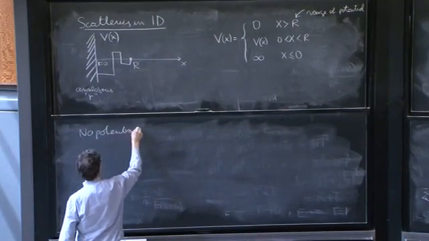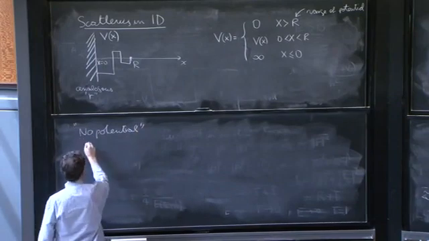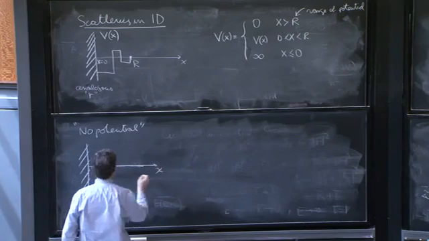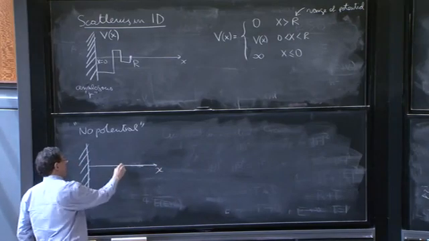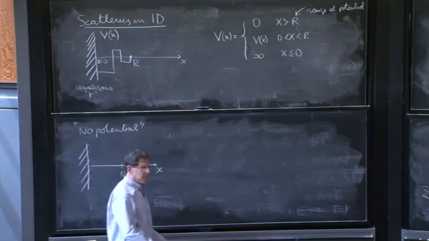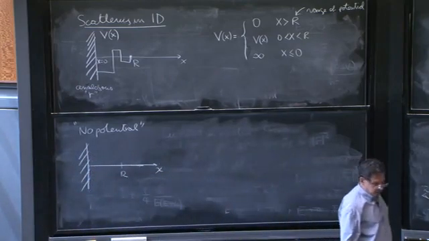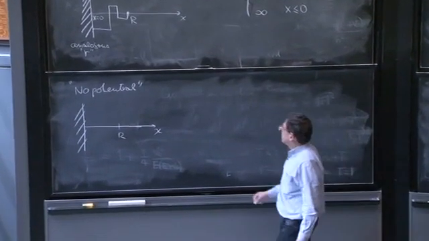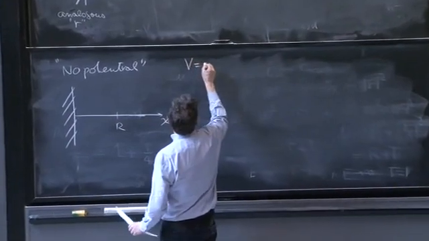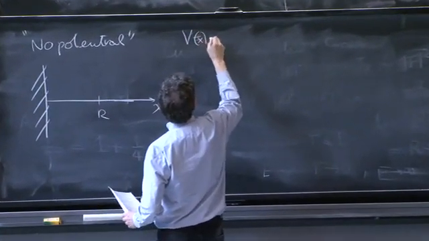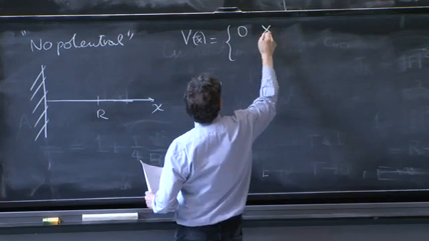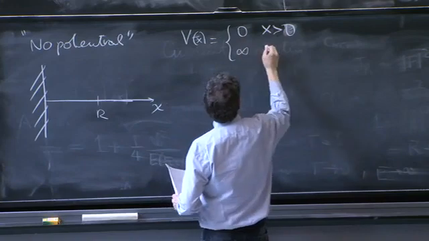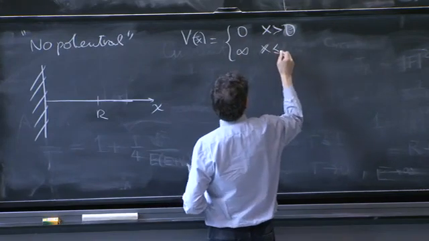In the case of no potential, you have the barrier here, and x is over there, and up to r, nothing is happening. It's just the wall. That's all there is, just one wall. So no potential is v of x equal to 0 for x greater than 0, and it's infinity for x less or equal than 0.